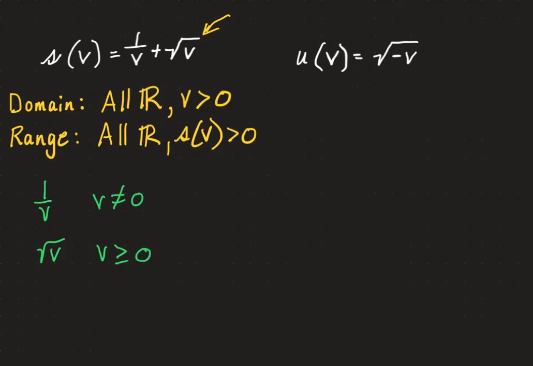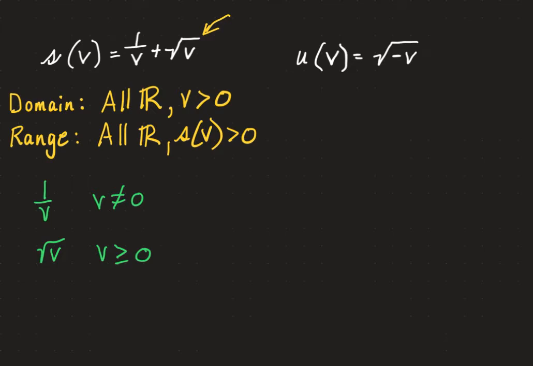Now let's look at the function u of v. Don't let the negative under the radical throw you, because you're right, that is a negative, but we don't yet know what v is. If v is a positive number, then the negative will make it negative. You'll have a negative under a radical. Can't have that. So v cannot be positive.